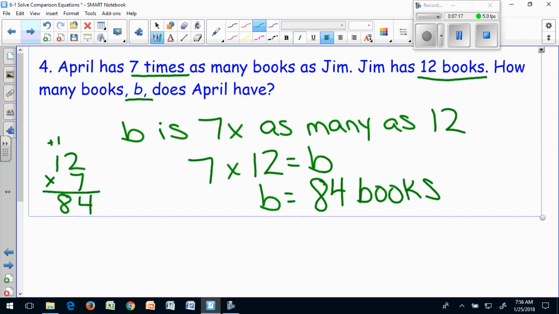The rest of the equations, why don't you try on your own? Underline the key words that are helping you decide if it's addition or multiplication, and then you can go over the video and go through my answers to make sure that you are correct.